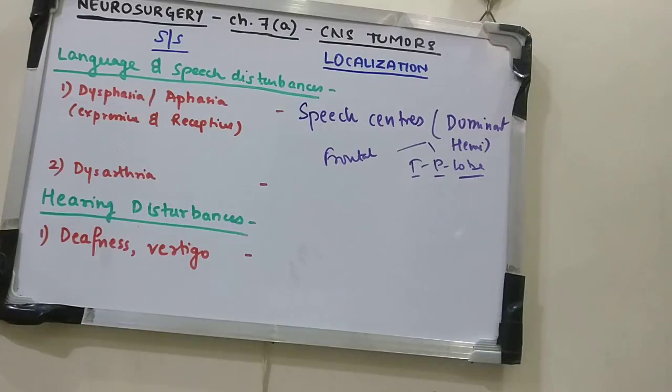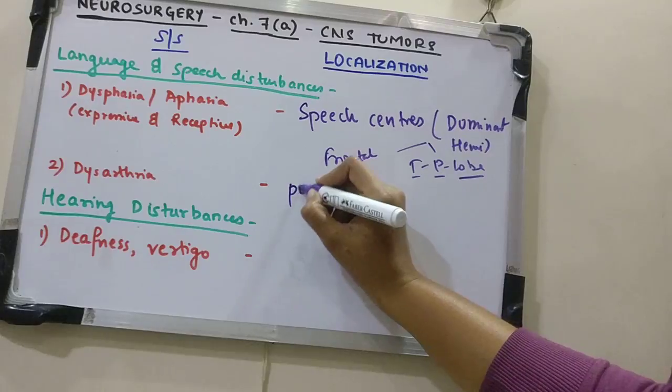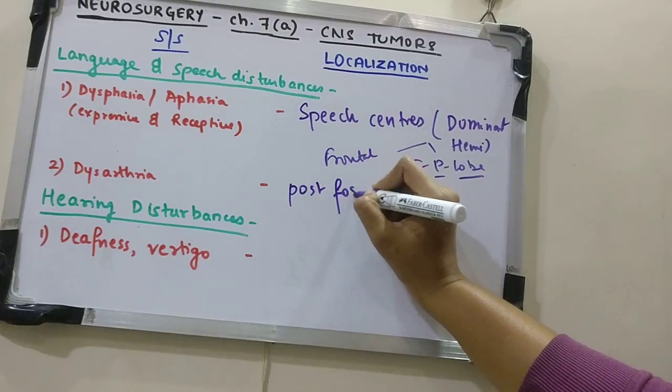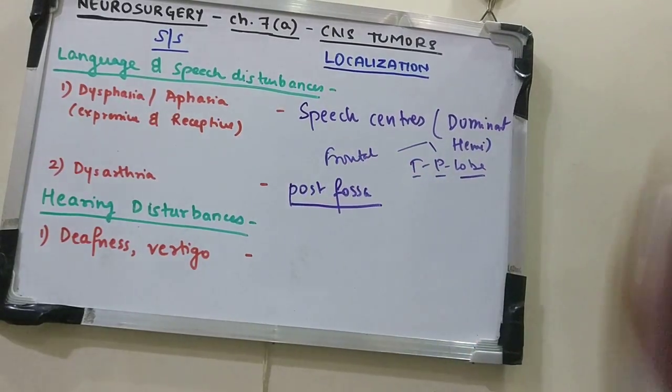Now if your patient is having dysarthria and not dysphasia, where would you suspect? So it is a kind of a movement problem. Whenever we think of a movement problem, what comes to our mind? We think of the cerebellum or the brainstem. So usually, unlike the dominant cerebrum, we are going to have involvement of the posterior fossa. So the tumor will usually be lying in the posterior fossa.